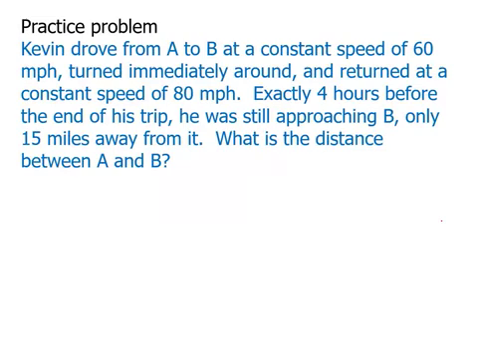This is a slightly harder problem. Pause the video and then we'll talk about this. Kevin drove from A to B at a constant speed of 60 miles an hour, turned around and returned at a constant speed of 80 miles an hour. Exactly 4 hours before the end of his trip, he was still approaching B and only 15 miles away from it. What is the distance between A and B?